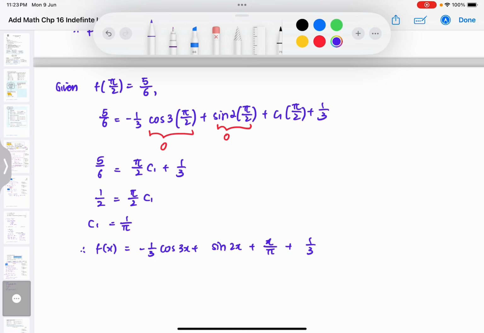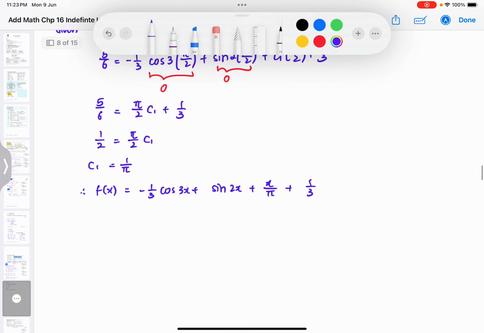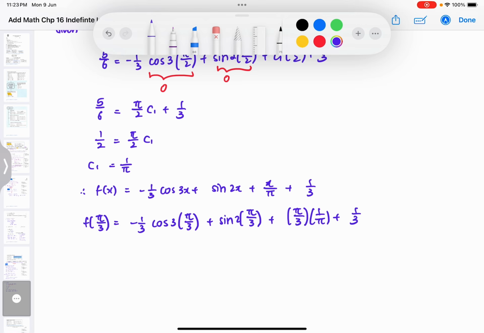So this is my expression for f of x. But this is not the answer. The answer wants me to show that when I sub in x equals pi over 3, I will get 1 plus root 3 over 2. So now I'm going to sub in f of pi over 3 into my x. So this will give me this. And then when I simplify this, I will actually get this.